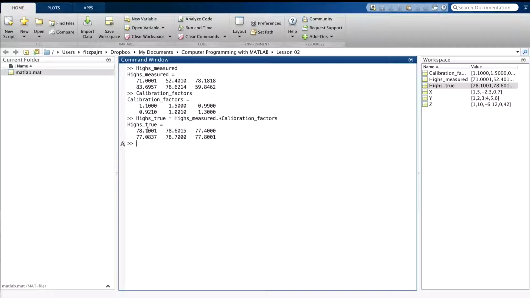And there's a result. If you look back at the original temperatures up here, 71, 52, 78, and 83, and so on, these are more reasonable down here, 78, 78, 77. They're just varying by a smaller amount. They're more reasonable because you wouldn't expect a wide variation over just a few square miles. The need for calibration like this is fairly common, and array multiplication makes it easy to do.